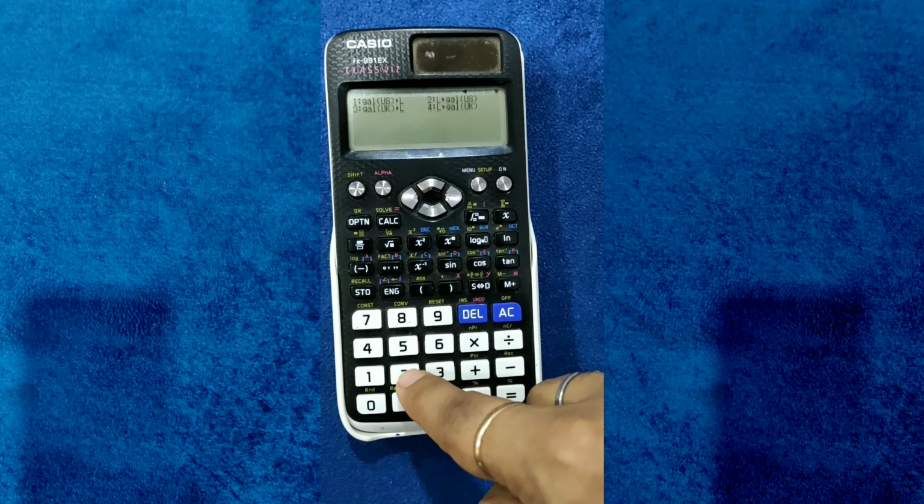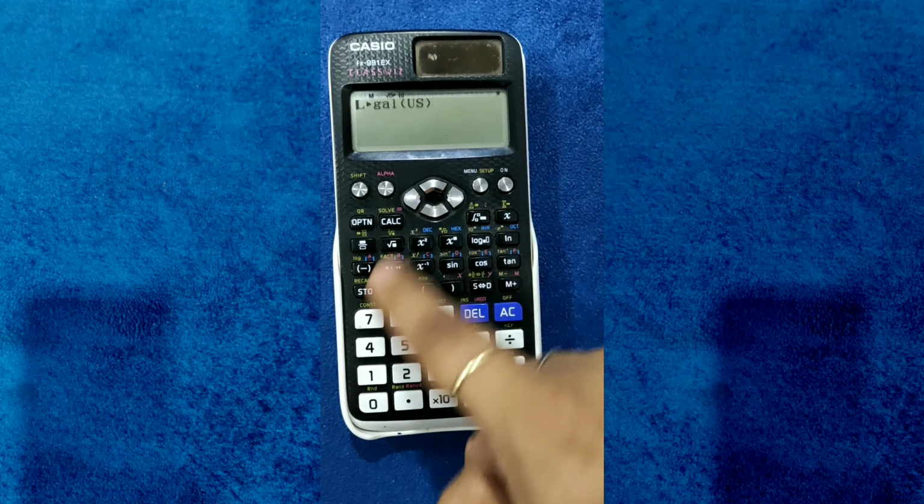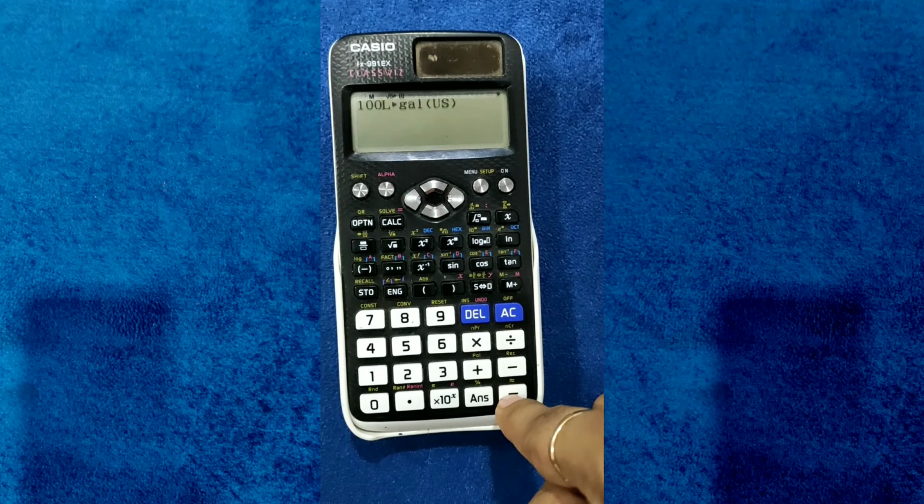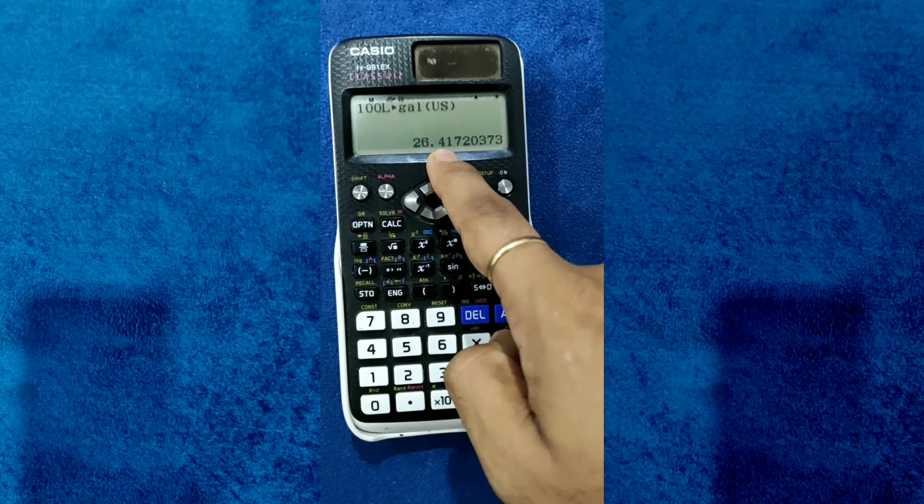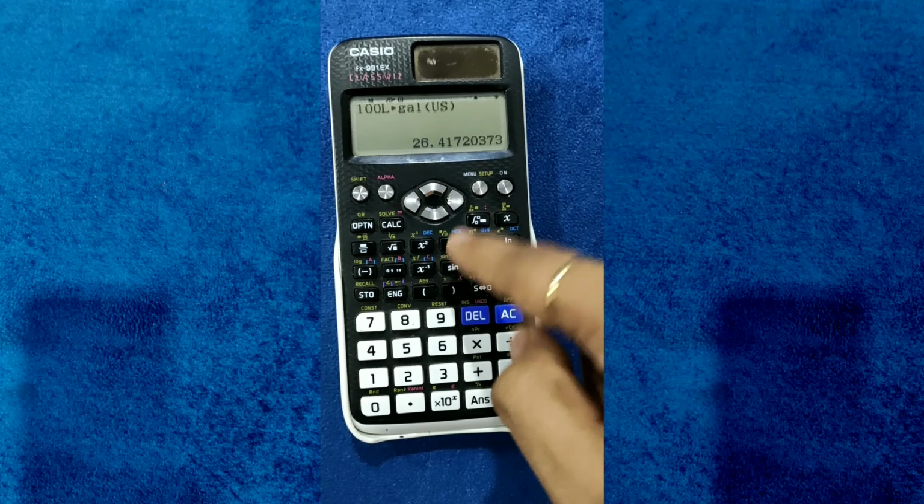So let's go with another example. Liters to gallon, so unit liter, 100 liters is equal to 26.417 gallons in US.